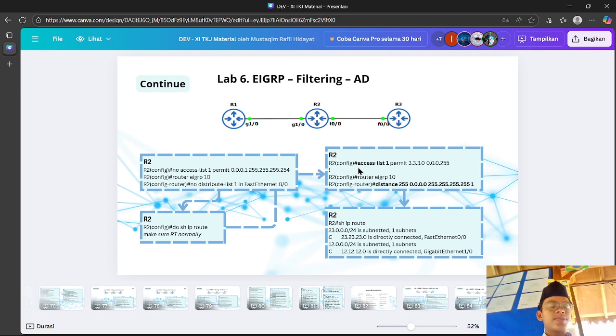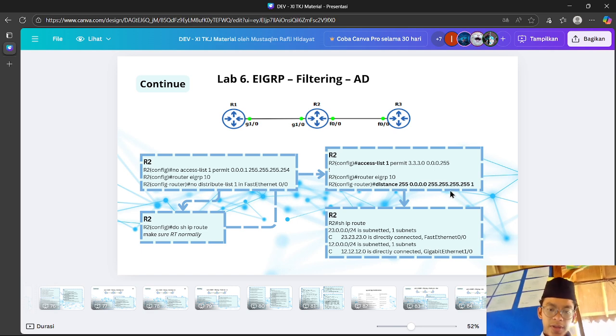And then the second configuration command is access-list 1 permit 3.3.3.3 with the wildcard mask 0.0.0.255. Then at router 2, in router EIGRP 10, the command is distance 255 0.0.0.0 255.255.255.255 1. The meaning is distance 255 for the network, until access list 1.